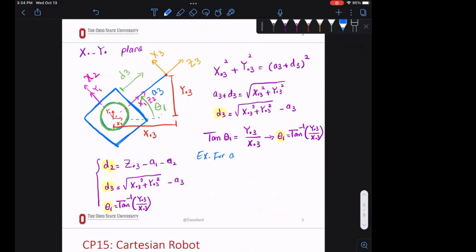For A1, 1 meter, A2, 1 meter, A3, 0.3 meter, find joint variables. Joint values, I can say now, because it's going to be numerical values. Joint values to reach 0.513 meter. So this is the end effector. You want your end effector to reach this position, right? What are your theta 1, D2, and D3?